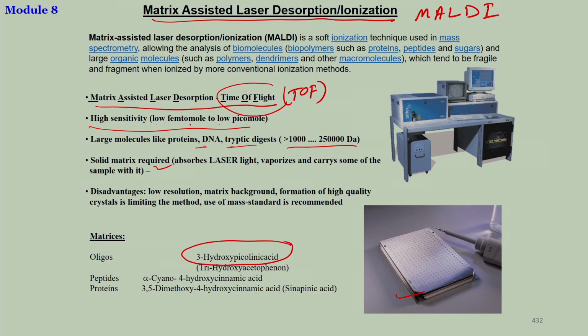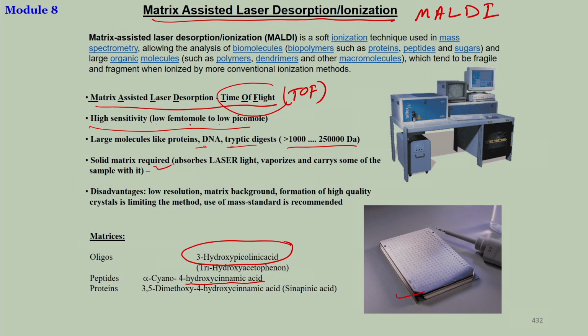3-hydroxypicolinic acid is one kind of matrix that is used if you want to analyze DNA samples. If you want to analyze protein samples, then you can use 4-hydroxycinnamic acid, cinnamic acid. Those organic molecules are deposited in liquid form with a solvent on these spots, and then they get solidified, and you put your samples. If it is DNA, you put your DNA on those matrices.